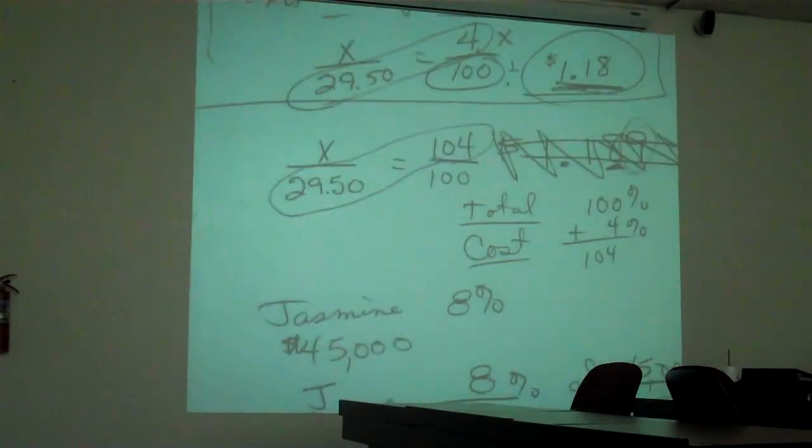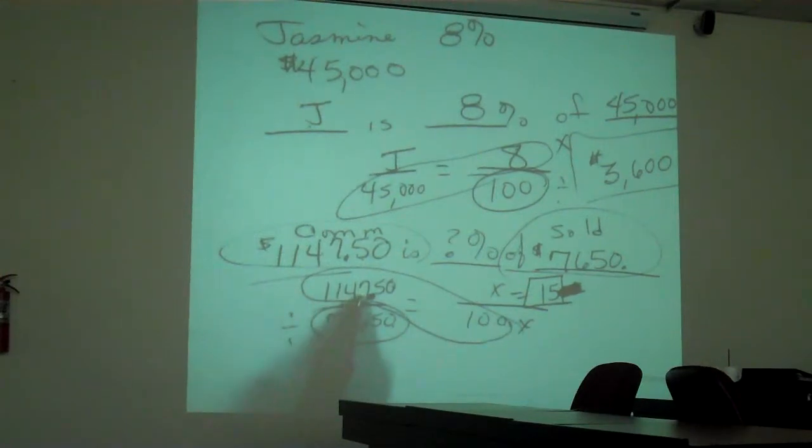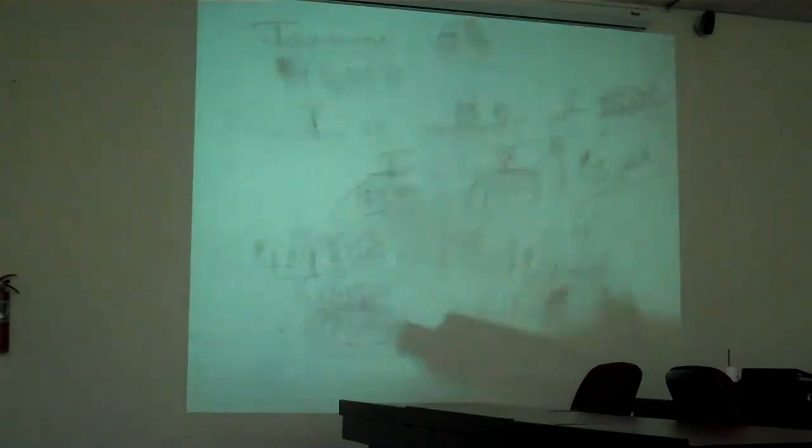Okay. You just gotta leave the decimal point off on the 7650. Because you're multiplying 1147.50 times 100 and dividing by 7650. It's not 76.50. It's just 7650. Okay, okay. Yeah, and then you get 15%. Alrighty, that looks pretty good.